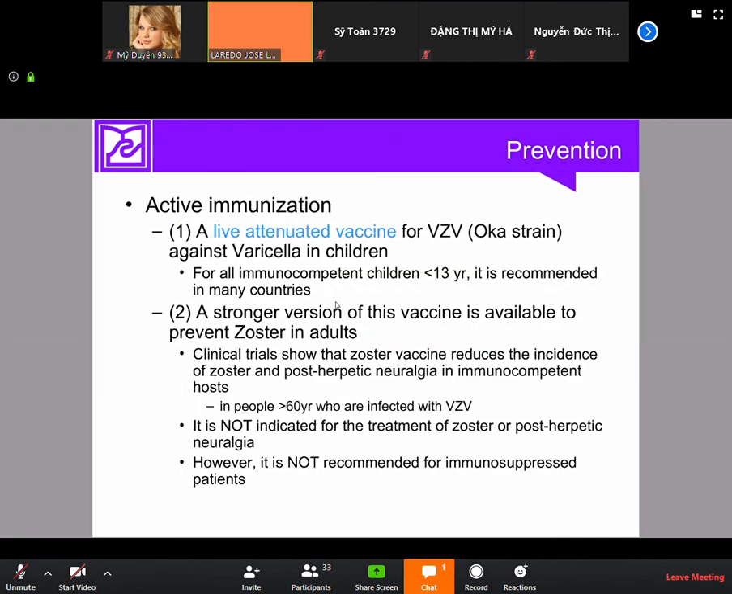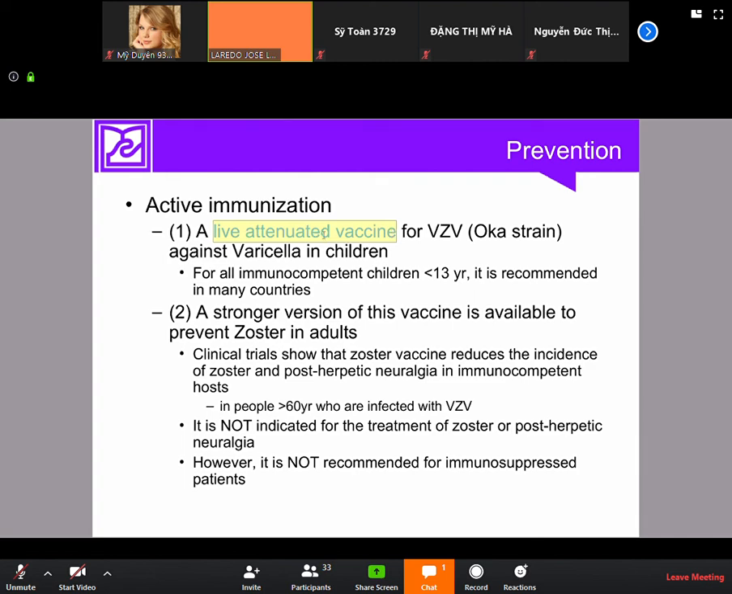We have a vaccine against varicella zoster. This vaccine is the Oka strain. This is a live vaccine. So remember from the self-learning topic, live vaccines cannot be given to pregnant women or to immunocompromised people.